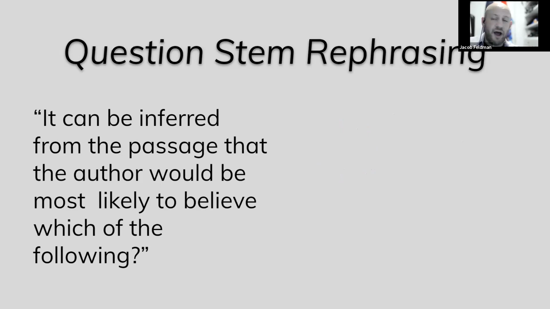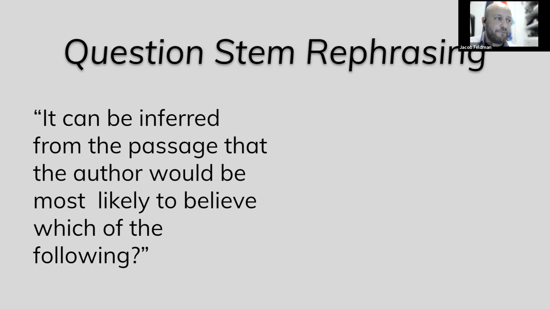One other possible question stem that has, I mean, they all have rephrasable wording, but it can be inferred. And this is one that people complain about all the time. What do they mean it can be inferred? That means I have to bring outside information. No, remember, this is reading comprehension. It's not reading analysis. There is no outside information we need, right?